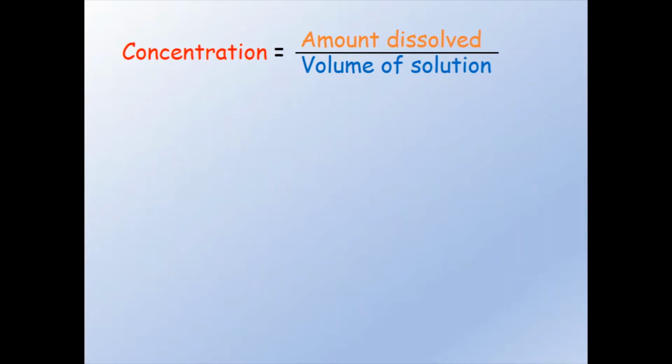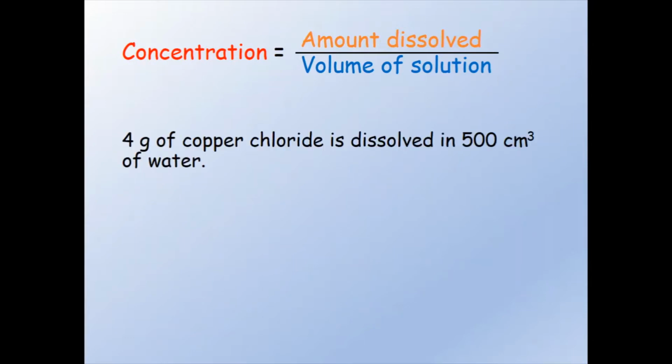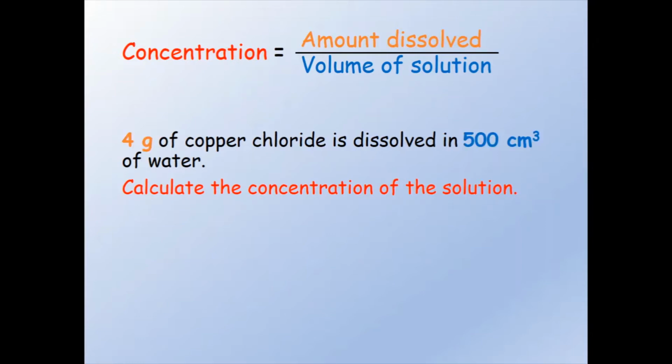Now we're going to look at a slightly more complicated example. We have 4 grams of copper chloride dissolved in 500 centimeters cubed of water. Calculate the concentration of the solution. The amount dissolved here is 4 grams, and the volume of solution is 500 centimeters cubed. We have to be really careful here with the units, because this time the volume is not given to us in decimeters cubed but in centimeters cubed, so we have to convert those 500 centimeters cubed to decimeters cubed.